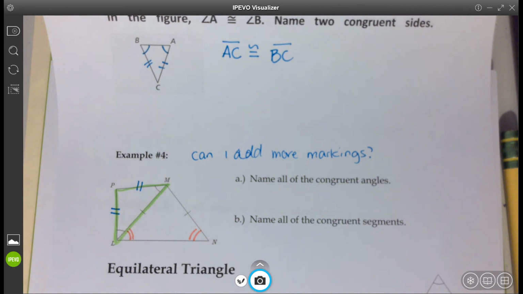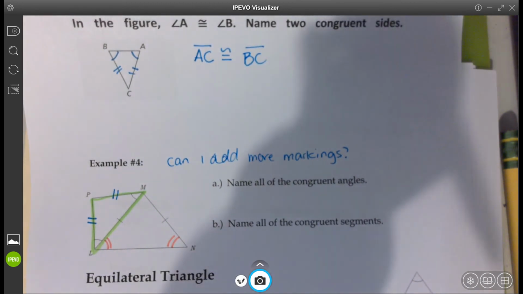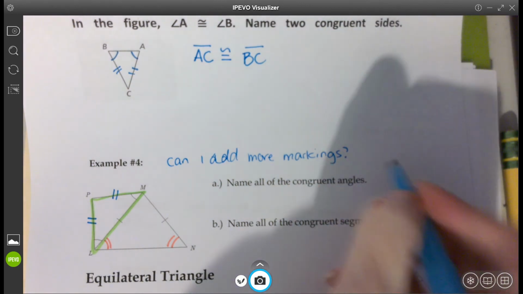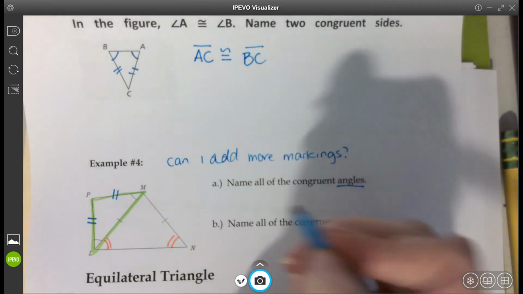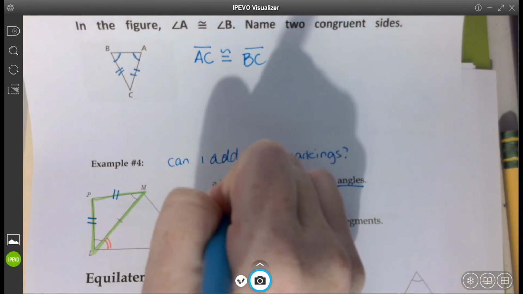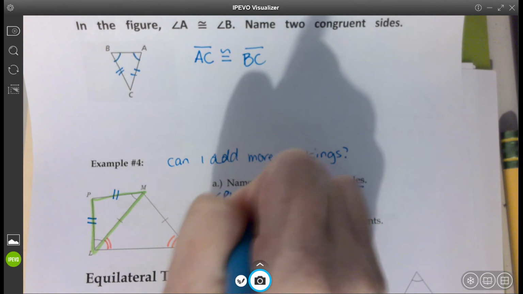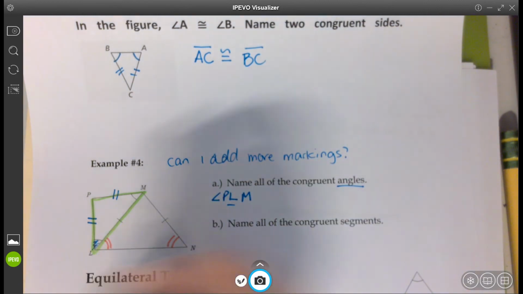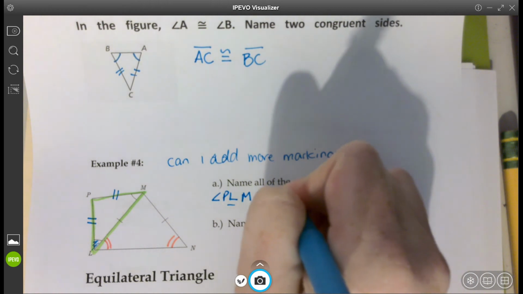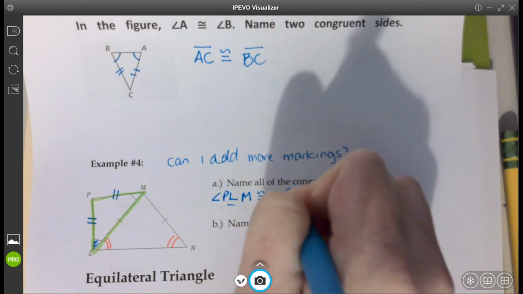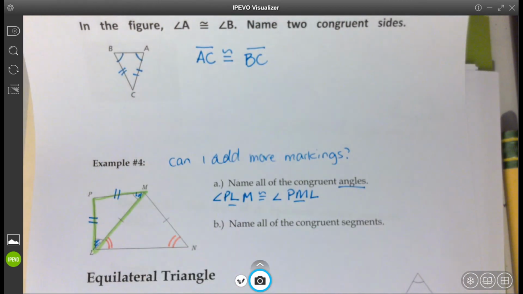So now I can answer the questions. It says, name all the congruent sides and congruent angles. So let's start with our angles. So I'm going to name angles with 3 letters. Remember, the letter that we want goes in the middle. So angle PLM, that's right here, is congruent to angle PML. That's angle M.